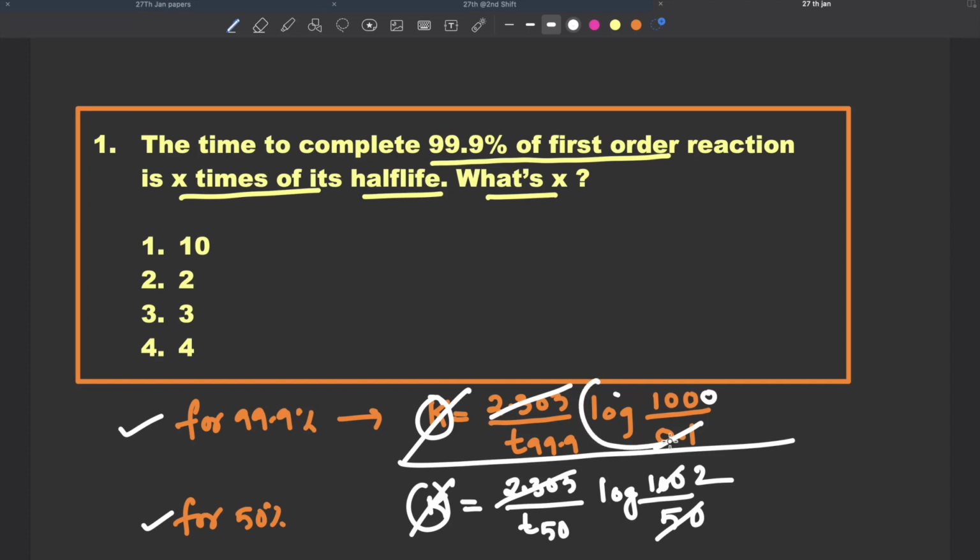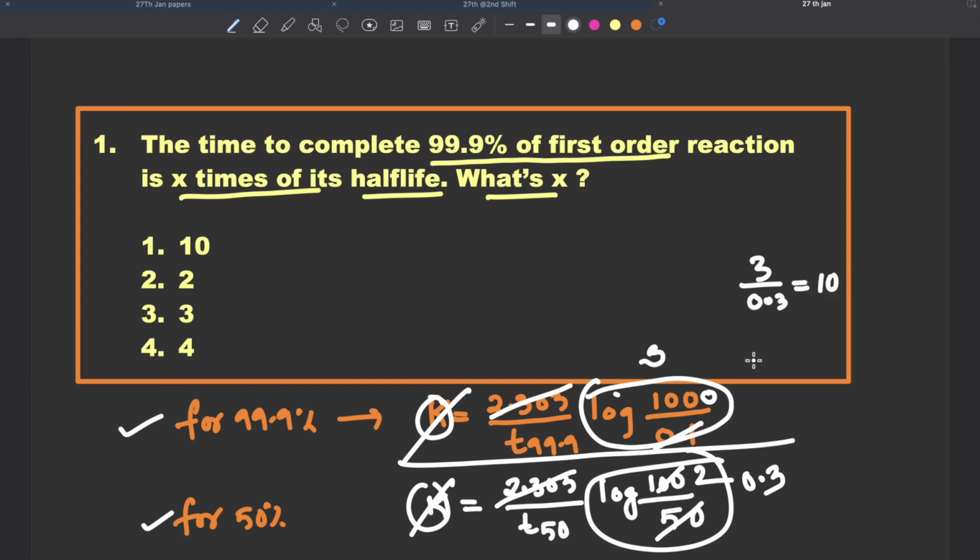So this is log 1000, which we know is equal to 3, and log 2 is equal to 0.3. So 3 over 0.3 equals 10. So obviously the x value is 10. Option 1 is the right answer for this question. In fact, it's an NCERT solved example. So this is the first question.